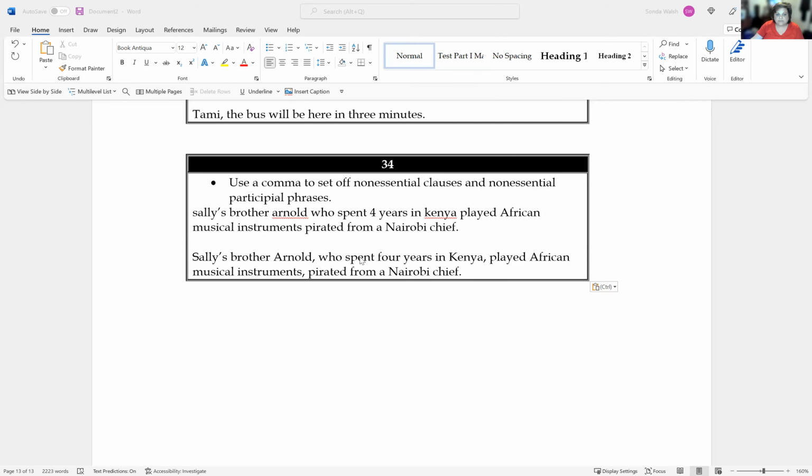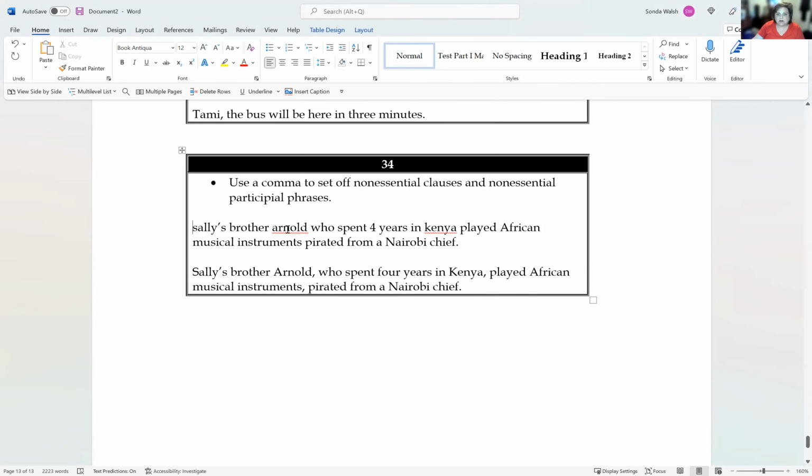Reading exercise 34. Today we're talking about using commas to set off non-essential clauses and non-essential participial phrases. Non-essential just means that it doesn't change the meaning of the sentence. It doesn't add anything other than just a little bit of information.